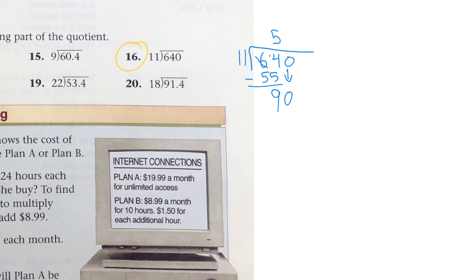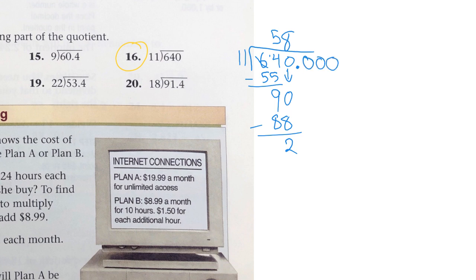How many 11s can go into 90? 9 would be 99, so that's too much. But 8 times 11 is 88. And then we subtract, we get 2 left over. Well, 640, there's 2 left over. We don't want a remainder. We want to make a decimal point and add some zeros.